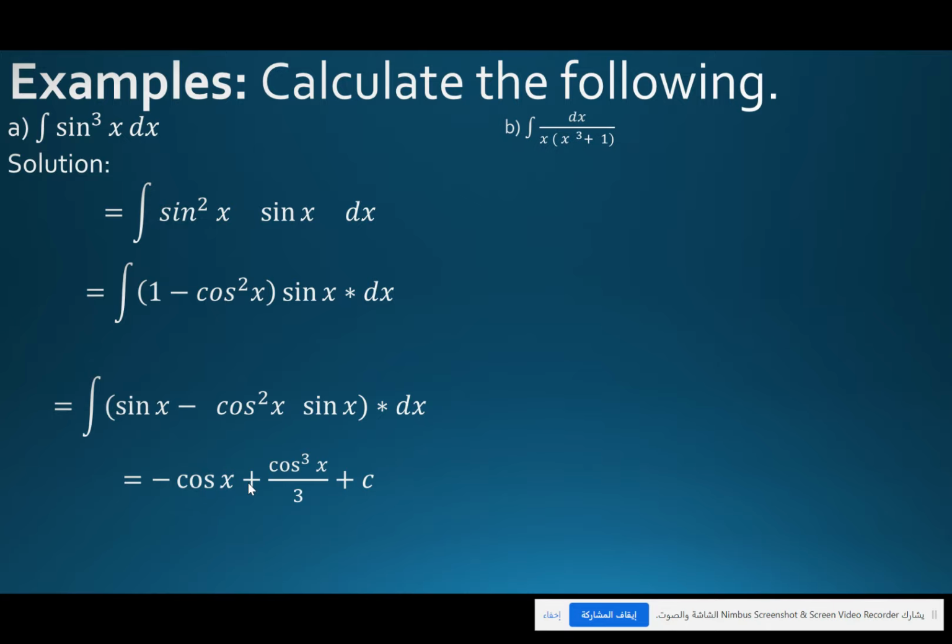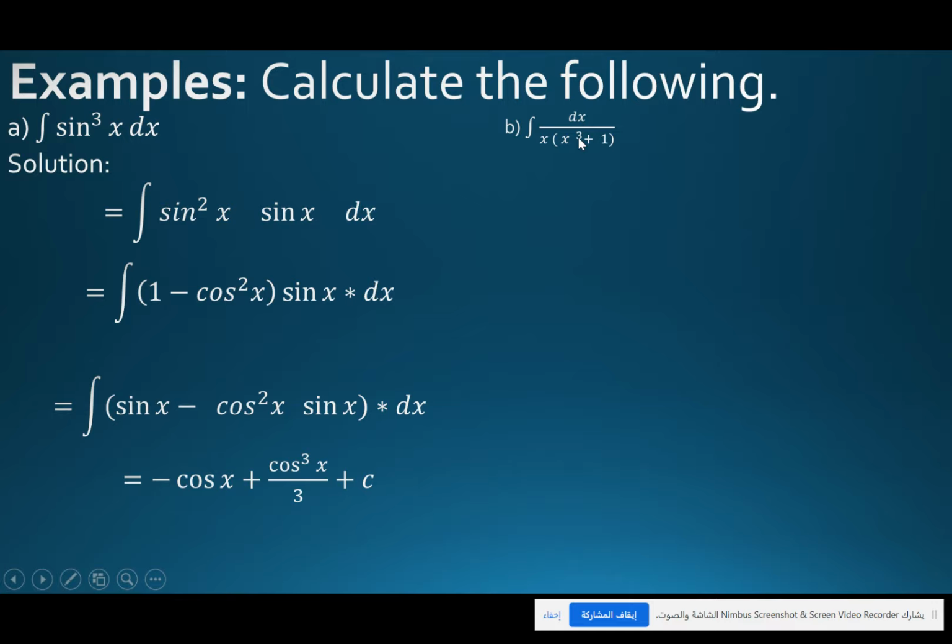Let's have more ideas. We have an integration of dx over x times x cubed plus 1. You can see that we have the power 3. It is above x partially, not completely for the denominator. So if it is completely here to the power 3, you can take it from down to up and make it negative 3. Then you can deal with it with rule number 1.